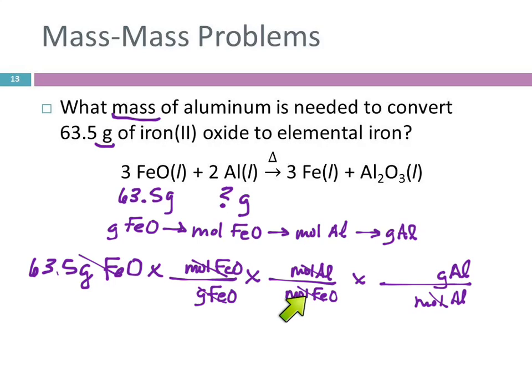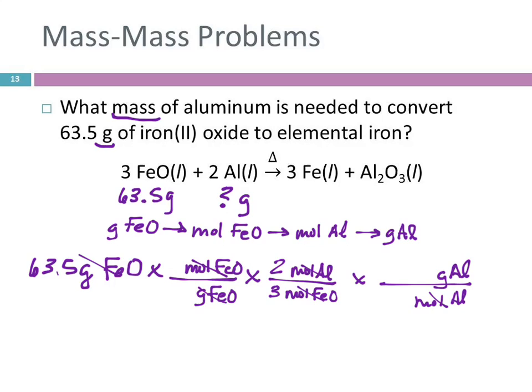The mole ratio, we just have to look at the equation and pull down the coefficients, right? In front of FeO is the number 3. So in the mole ratio, that's going to be a 3. In front of aluminum is a 2. So in the mole ratio, I'm going to write a 2 for the aluminum. 1 down. The first one and the last one are molar masses.